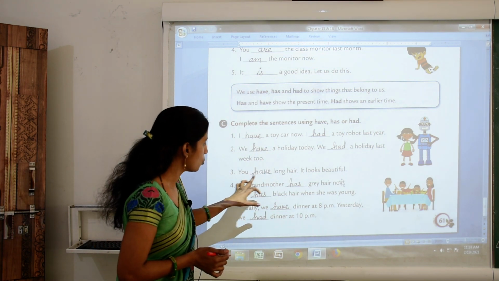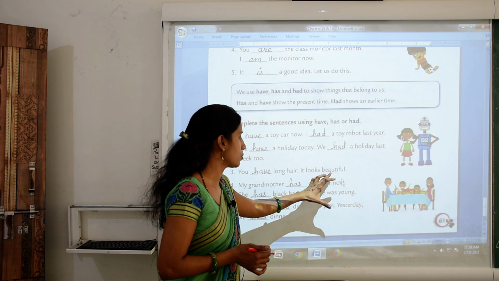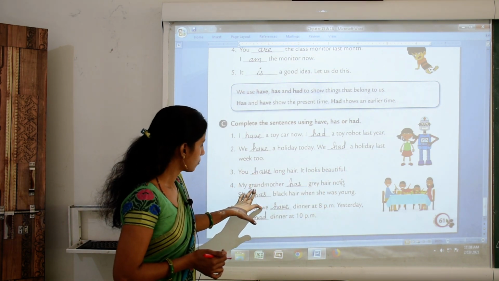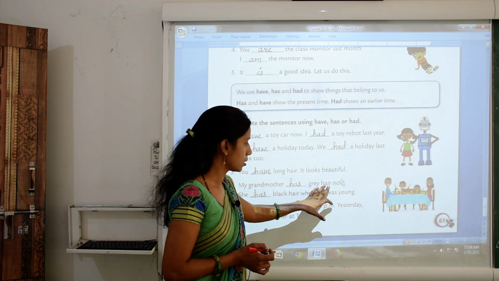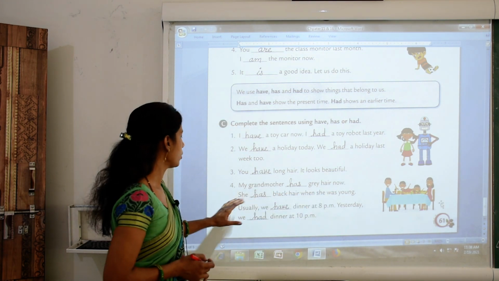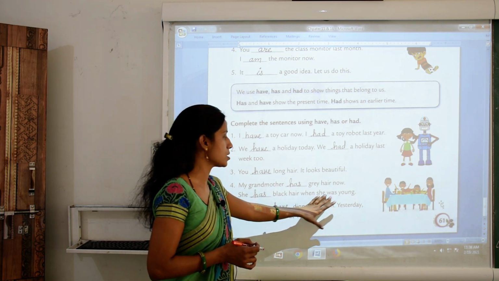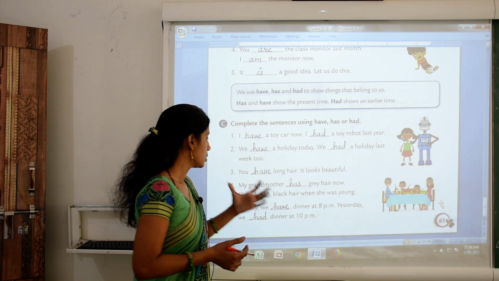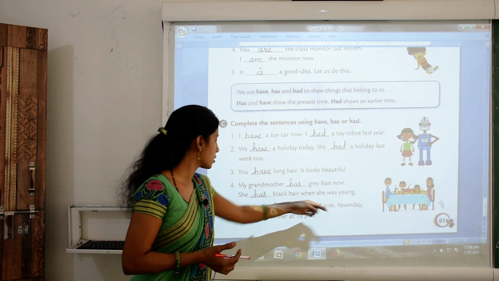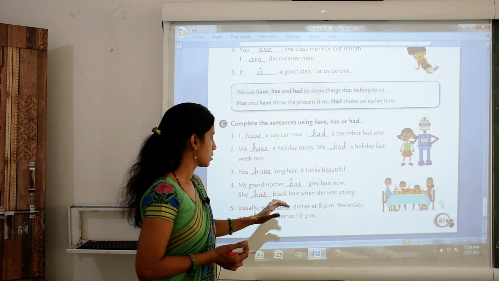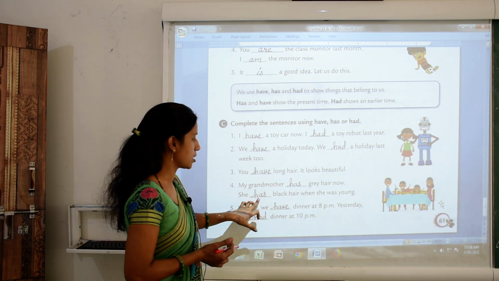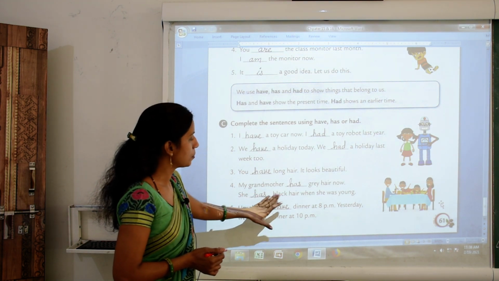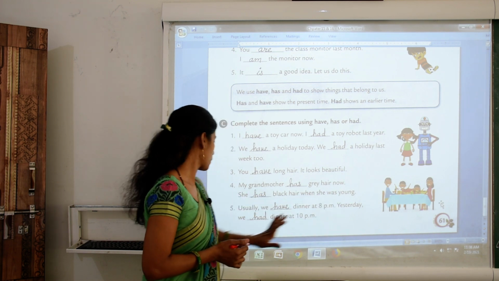Number 3, you have long hair. It looks beautiful. You have long hair. Number 4, my grandmother has grey hair now and she has black hair when she was young. My grandmother has grey hair now. Okay, अभी उनके grey hair हैं, but जब वो young थी, when she was young, she had black hair. Sorry, here she had, H-A-D, had. She had black hair when she was young.